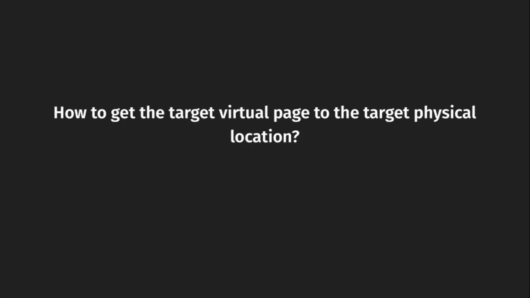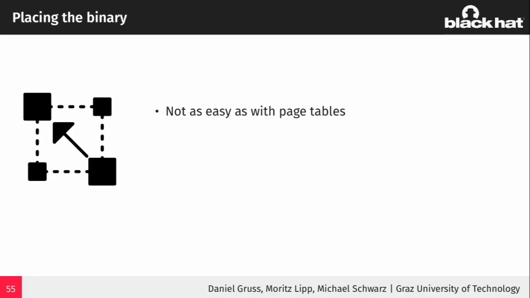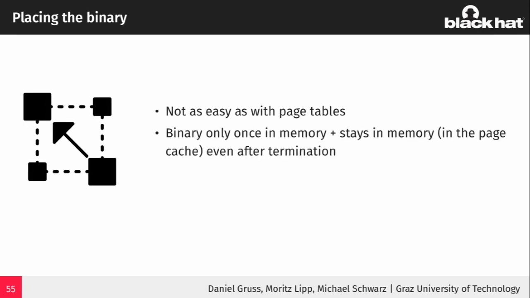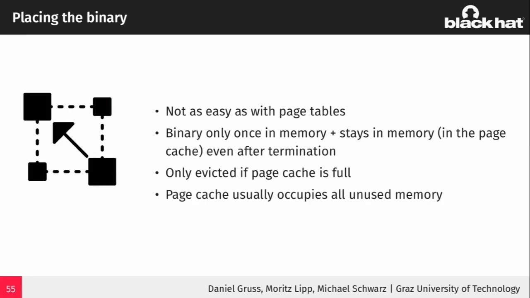Okay, the question now is, if we want to target virtual pages, like binary pages, how do we get them to the right target physical location? We need a new technique for that. Okay. So it's not that straightforward, because we cannot simply spray our binary over the memory. Binary is only loaded once in memory and then it stays in memory. And this is in some cache, an operating system cache, the page cache. And only if this page cache is full, because we execute other binaries, does it go away and is not in the memory anymore. Otherwise, it stays in memory.